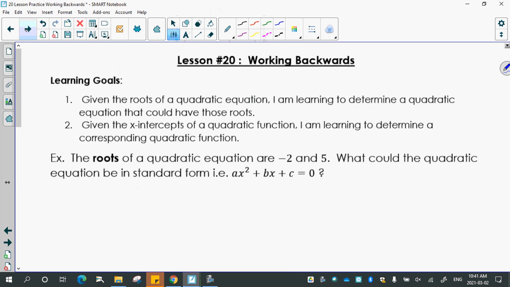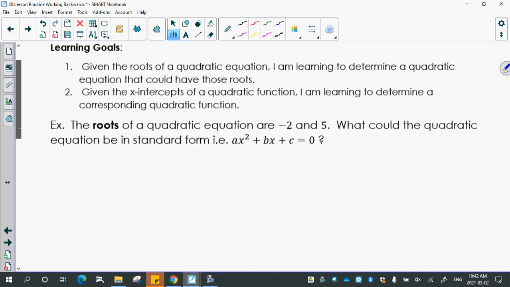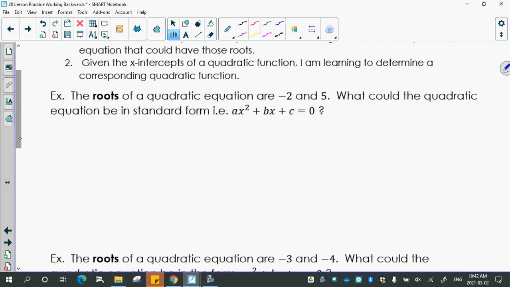All right, so our last lesson for quadratics. Given the roots of a quadratic, we're learning to determine what the quadratic equation could have been that has those roots or solutions. Also, given the x-intercepts of a quadratic function, which is a parabola, what could the equation of the corresponding quadratic function be in standard form? Okay, so that's our goal, and we'll look at these.